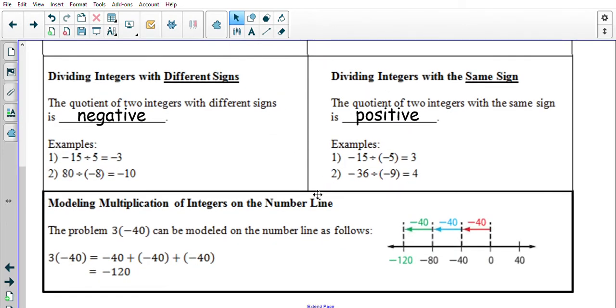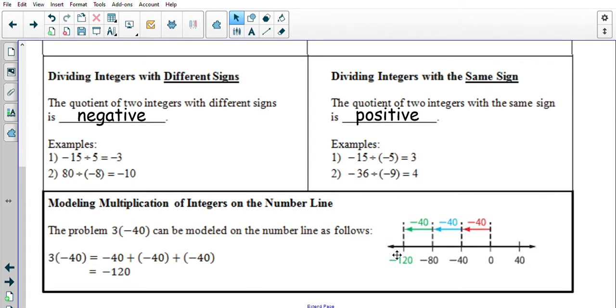We can also model multiplication of integers on the number line. For example, if I have the problem 3 times negative 40, I could represent it like this, like going to the left 40 3 different times to end up at negative 120. It's the same as adding negative 40 3 times. So we can represent that using addition, we can represent it using multiplication, we can represent it on a number line as well.